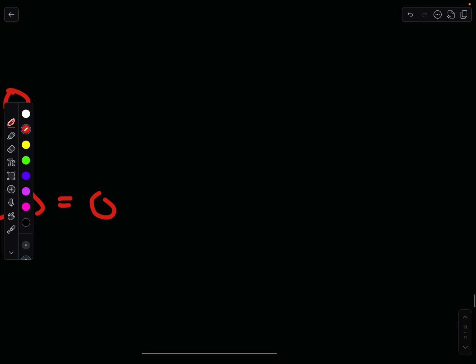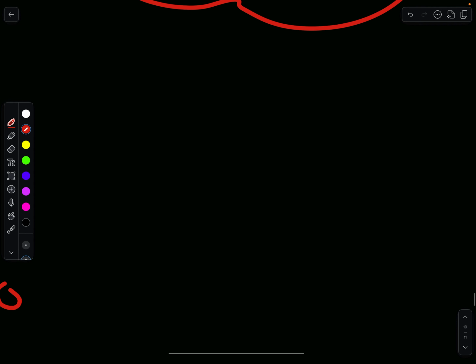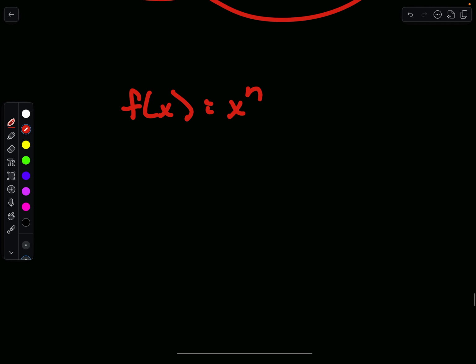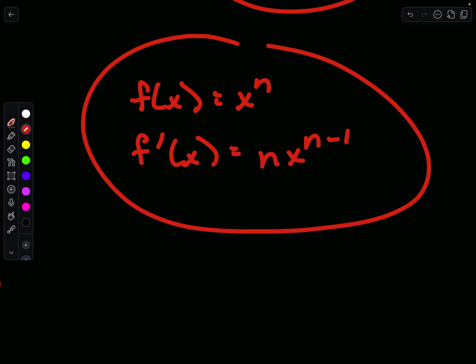Now let's look at the power rule. If we have f of x equals x to the n, then f prime of x equals n x to the n minus 1. This is a crucial formula in calculus. We will be using this formula very often through our calculus journey. You will get very comfortable using it over time, so it's important that you pay attention to it now.